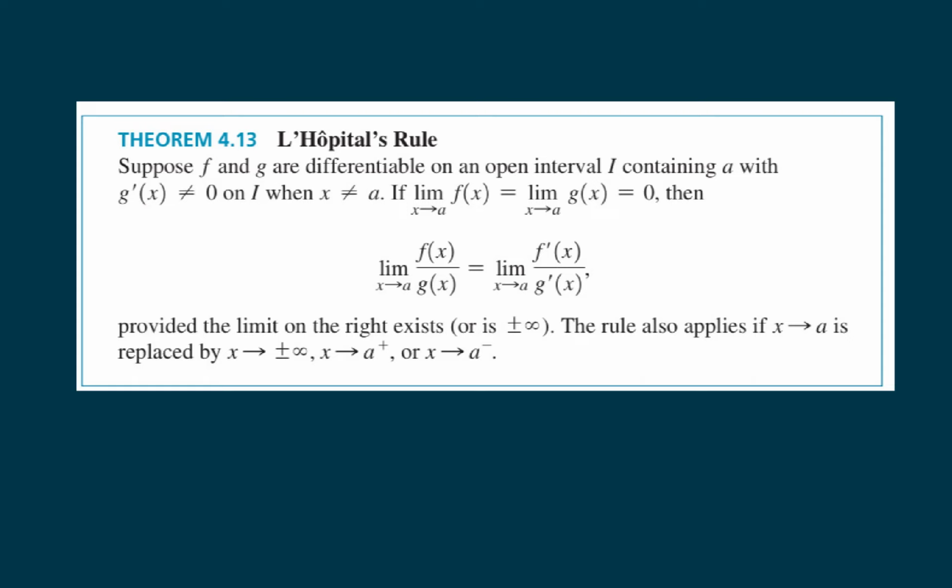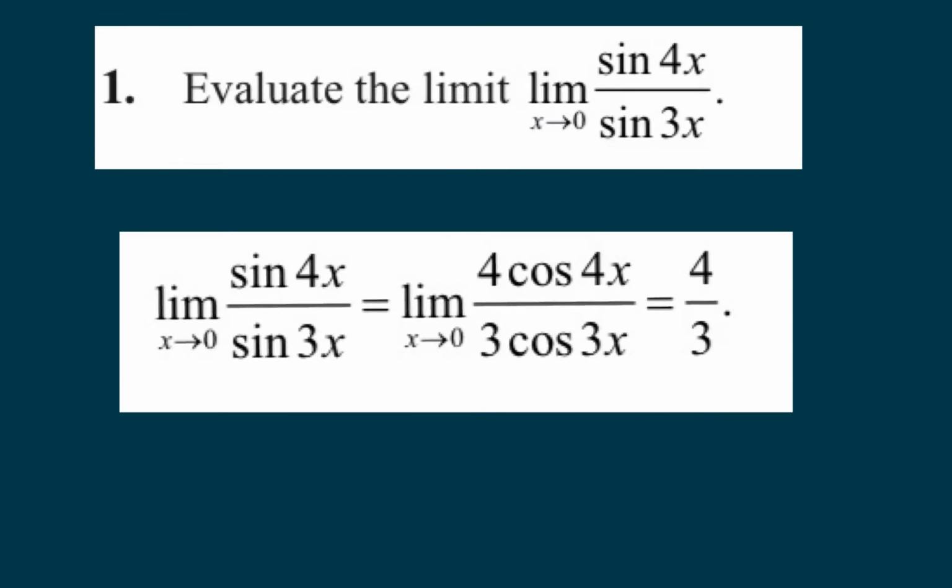Let's go to practice with these problems. The 10 problems that we have to find the answer to. Problem 1 says: evaluate the limit when x approaches 0 of sine of 4x divided by sine of 3x. When x approaches 0, sine of 4x approaches 0, and sine of 3x approaches 0. So this is an indeterminate form of the form 0 divided by 0.